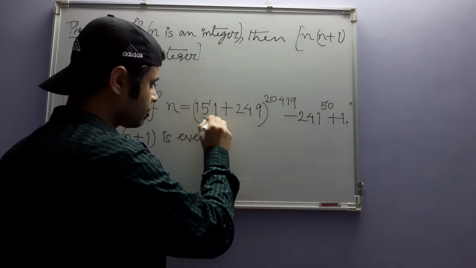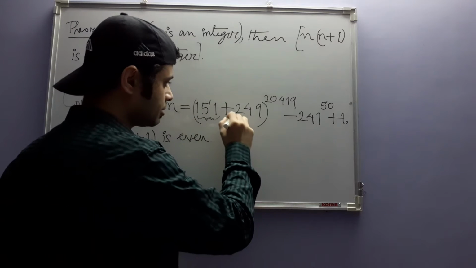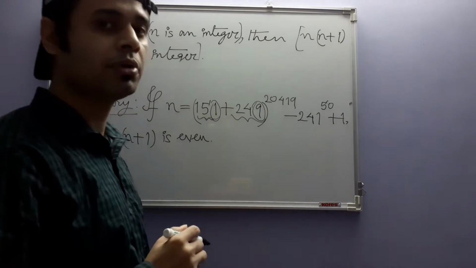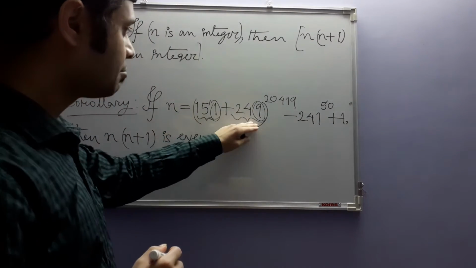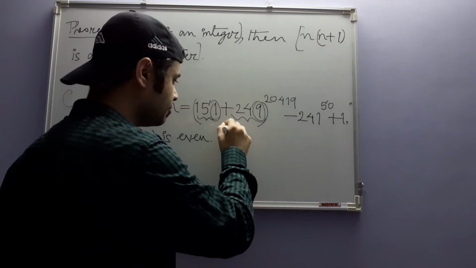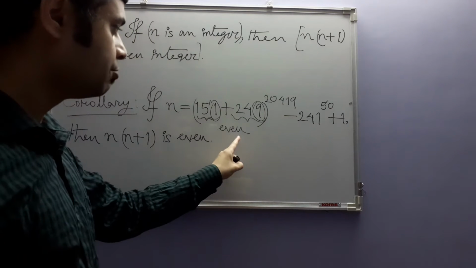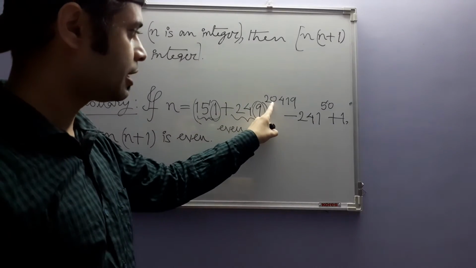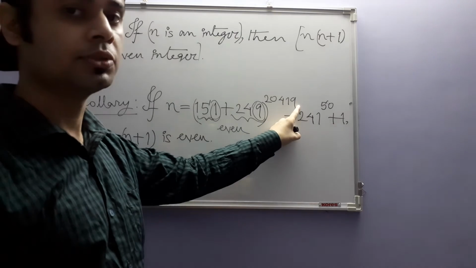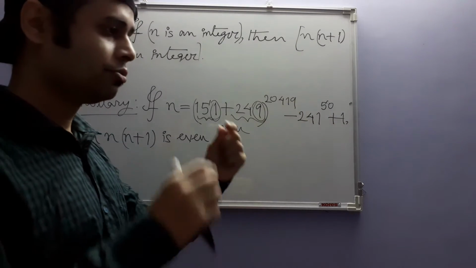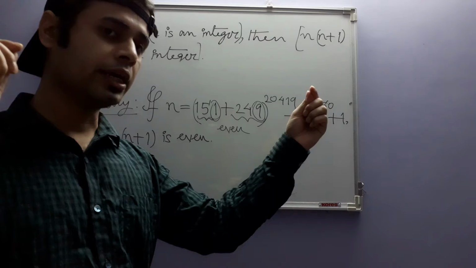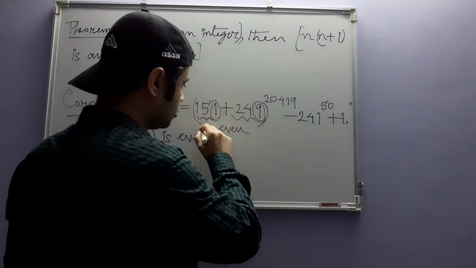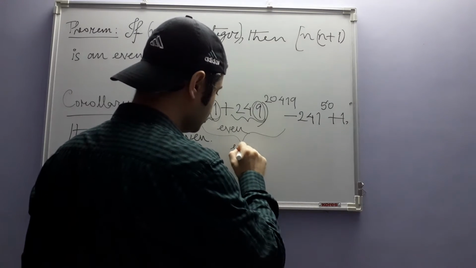You see, this is an odd integer, the first one. The second one is also odd. Why? Because the last digits are not divisible by 2. So sum of two odd integers is even. And you are multiplying an even integer with itself. How many times? 20,419 times. How many times? It does not matter. When you multiply two even integers or any number of even integers, the result is an even integer. So this whole power is an even integer.